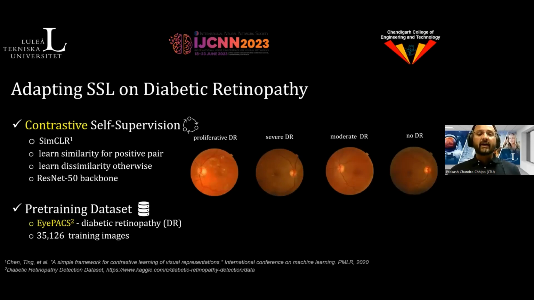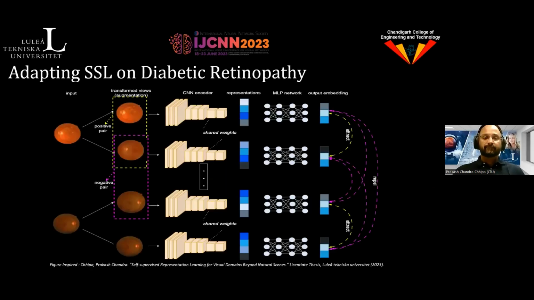Then it requires a pre-training data set. In that case, we use the EyePACS dataset. It has 35,000 images having four categories of diabetic retinopathy. However, we do not access the labels as we intend to do self-supervised representation learning here.